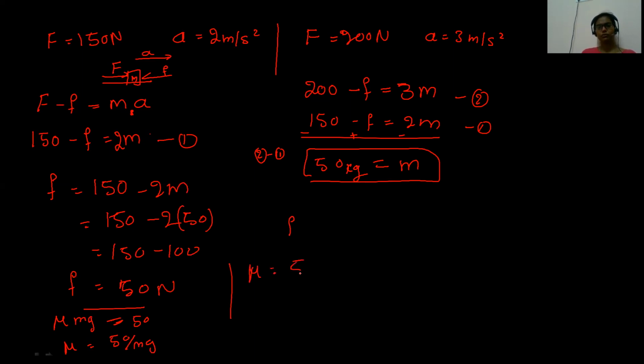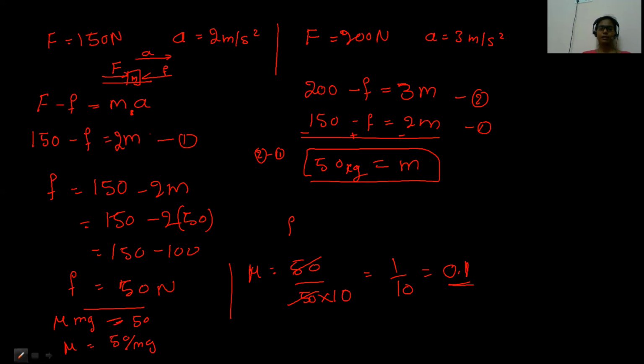So mu is equal to 50 by mass of the block. For the first condition, I'm taking the mass of the block as 50, and g is 10. So 50, 50 cancel, 1 by 10 is there. So 1 by 10 gives me what value? 0.1. This does not have any unit. Understood, children? This is the solution of this question.